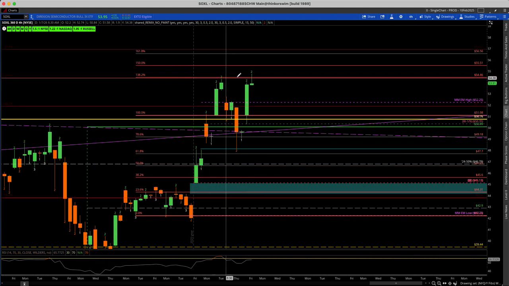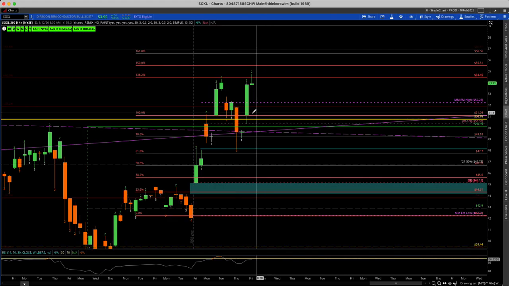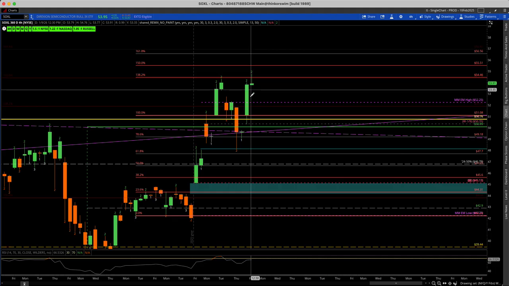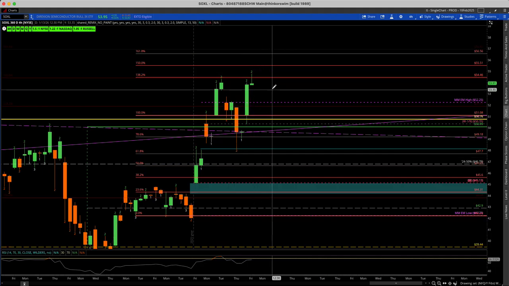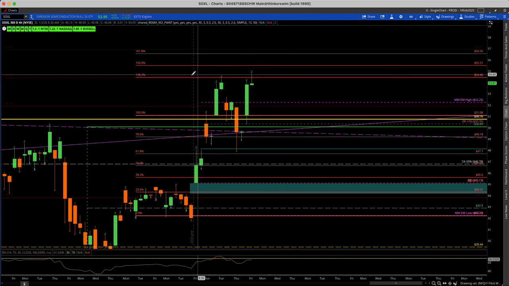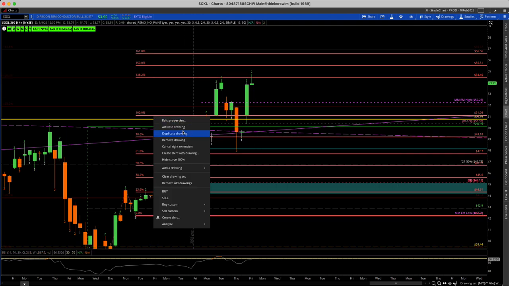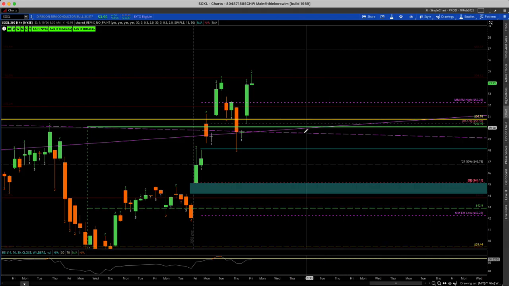Rejecting off that 138.2 a couple of times now, but finding support off of that 100 to 78.6 area. At the extreme with the wick, it was a 61.8, which again shows bullishness if you get a bounce off of that level. So that's what we're looking at here. Let's remove that real quick so we can get back out of there.